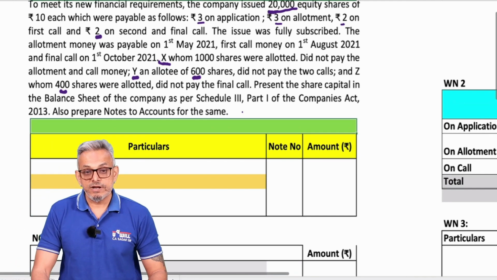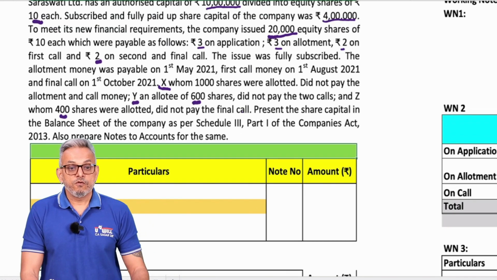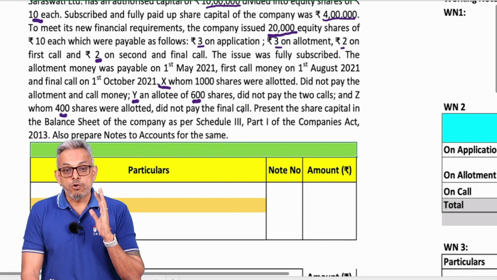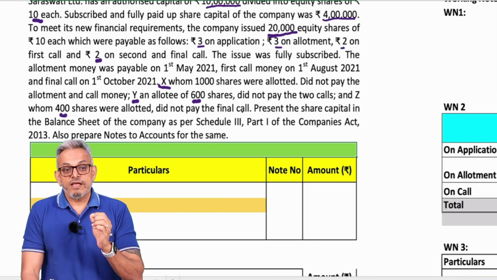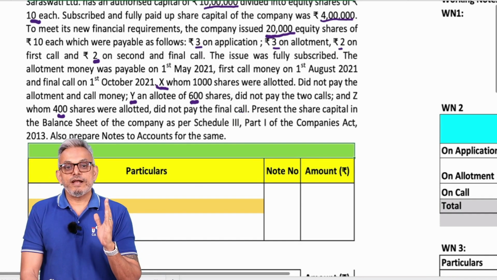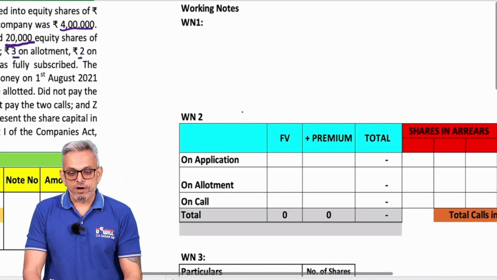Now, dear students, you can see lots of information is given over here. So, working is going to play a very crucial role. Don't do all these things as a part of scribbling. Do systematic working so that you don't make any mistake. Now, let's go to the working note.